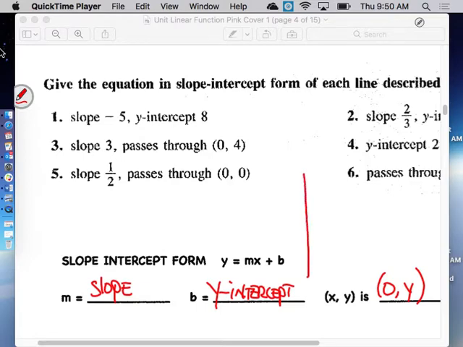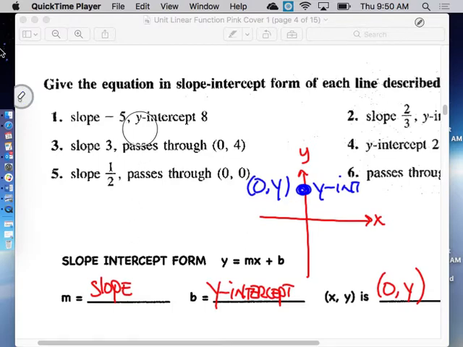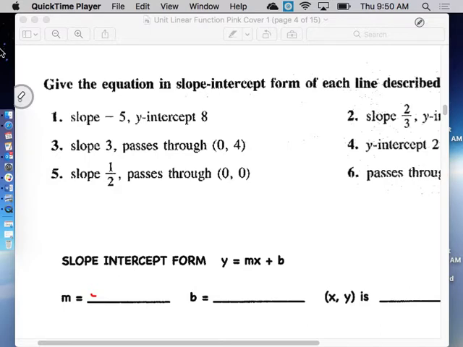So if you're visually looking at this, you have x and you have y. Your y-intercept would be a point that's on the y-axis. So this would be a y-intercept point. So let's look at a few of these questions together and see if we can figure out how to write the equations with the information that's provided in something like this.